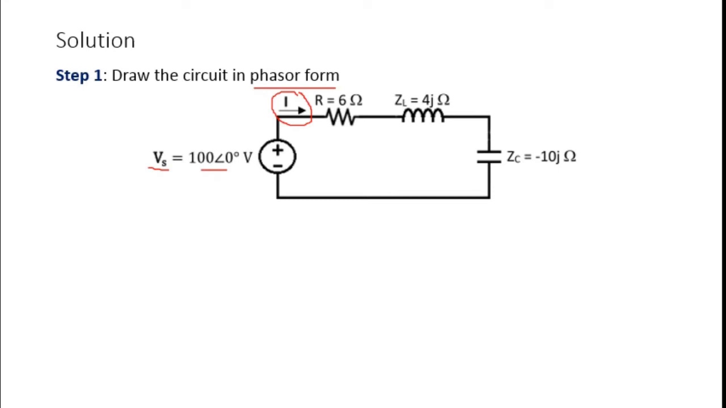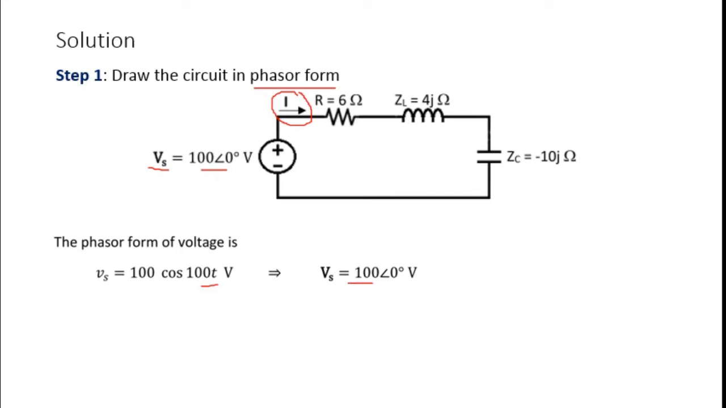So how do we get the value of this? We have a sine wave of 100 cosine 100t, our time domain voltage value. So we change it to Phasor form, which is equivalent to 100, the magnitude, and the angle of 0 degree.